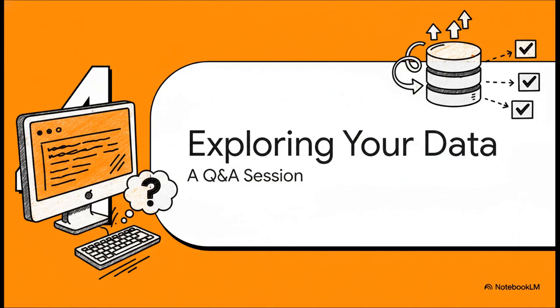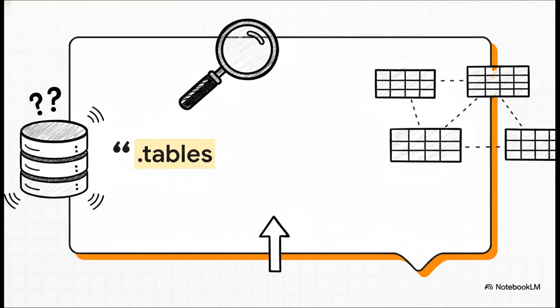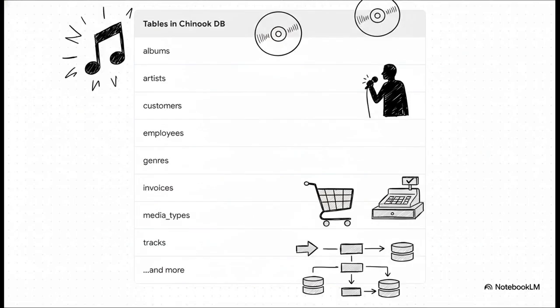So now that we're connected, we can actually start talking to our data. I want you to think of this as a live Q&A session. You ask the questions, and the database gives you the answers, instantly. So let's start with a really simple, high-level question. We'll just ask the database, hey, what kind of information are you holding? The command for that is just .tables. And boom, just like that, it spits out a complete list of all the different data categories it's managing for us. We can see everything from albums and artists, all the way to customers and invoices.